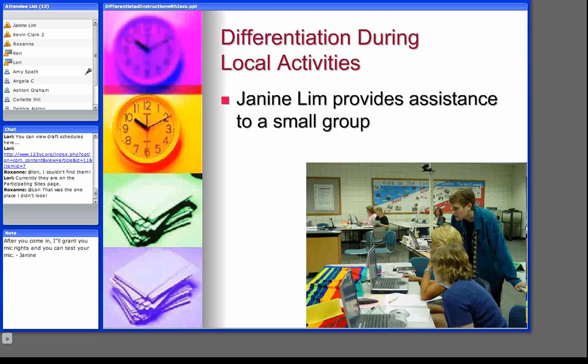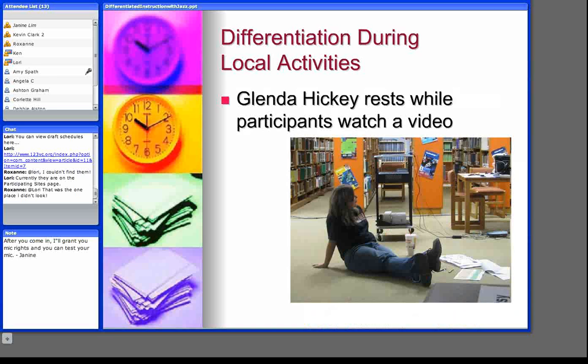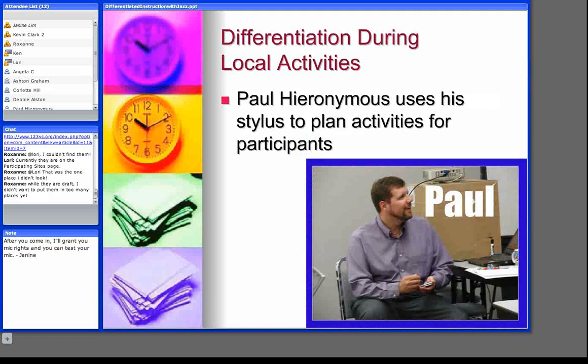Okay, so here's what it could look like. Everybody's working individually. Some people are getting some individual instruction. It might be that you're differentiating by letting the other participants think and you're resting. This is resting while the participants are watching video. This little joke with Paul's stylus. Paul is using his stylus. Sorry, Paul, had to get that little dig in there.